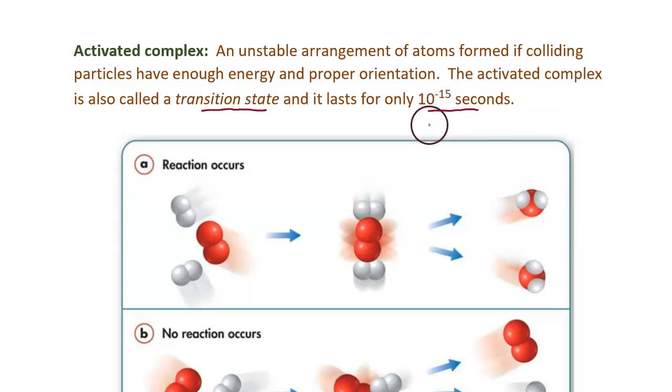For moving particles to collide and create the activated complex, they have to have that minimum amount of energy, called the activation energy, but they also have to be properly oriented when they collide. If they're not facing in exactly the right way, they're not going to clump together. They're just going to bounce off each other and keep moving.